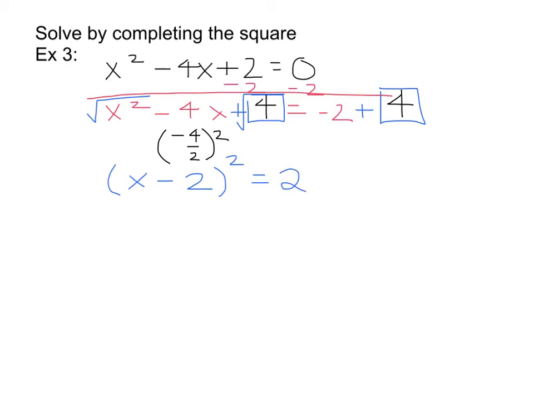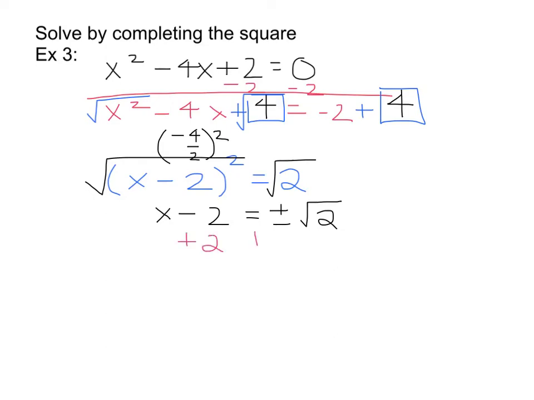Now that I've factored, I can take the square root of both sides. The square root of something squared is just x minus 2. The square root of 2 is going to be plus or minus the square root of 2. Then you add 2 to both sides to solve for x. And so your final answer is x equals 2 plus or minus the square root of 2.